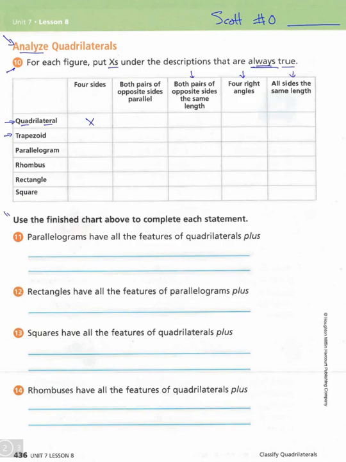Okay, so let's look down here. It says to use the finished chart above to complete each statement. Okay, so number 11: parallelograms have all the features of quadrilaterals plus, right? So we're looking at parallelograms and quadrilaterals. It has all the features of quadrilaterals, which is just having 4 sides. So what are the additional features? We're going to list those here.